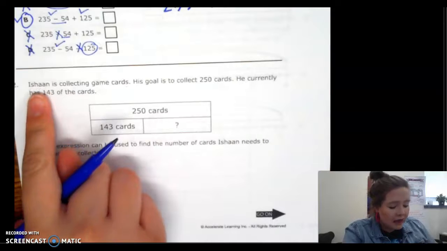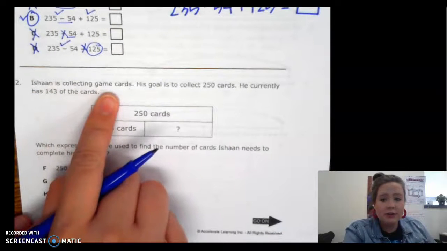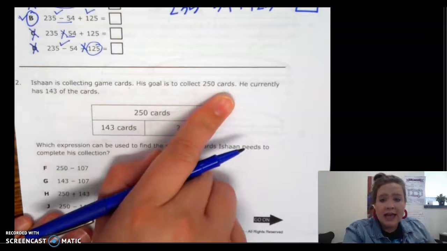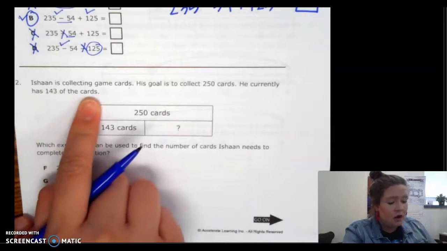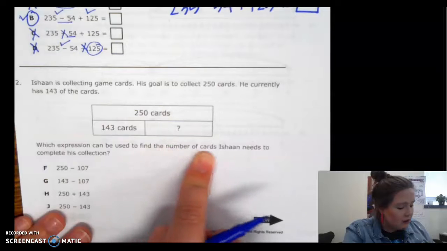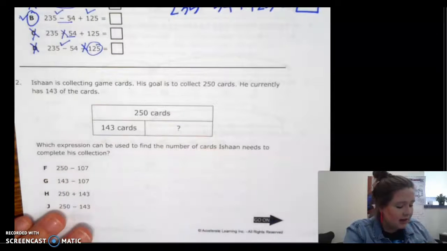Okay, let's look at another one. Aishan is collecting game cards. His goal is to collect some cards. He currently has some of the cards. Which expression can be used to find the number of cards Aishan needs to complete his collection?